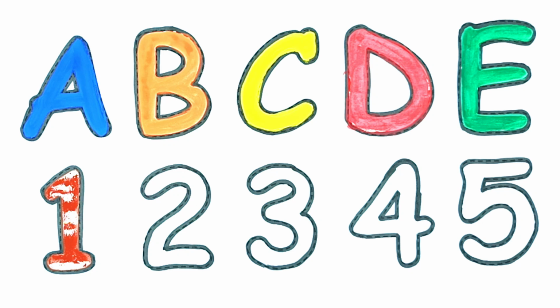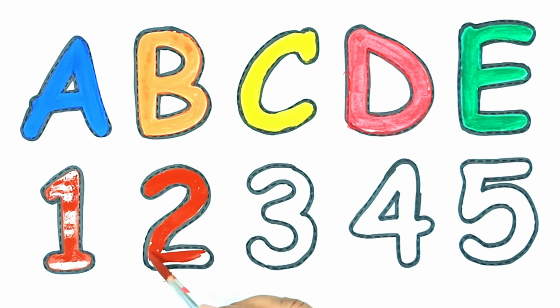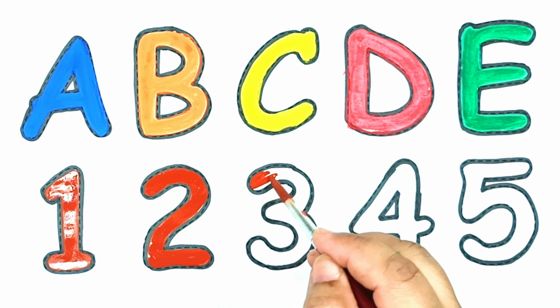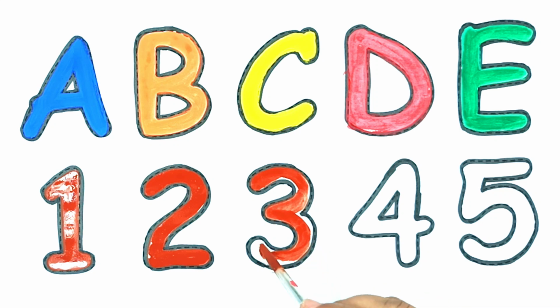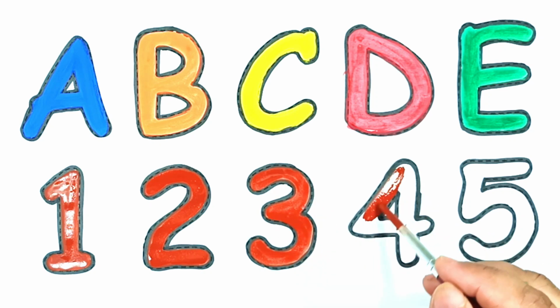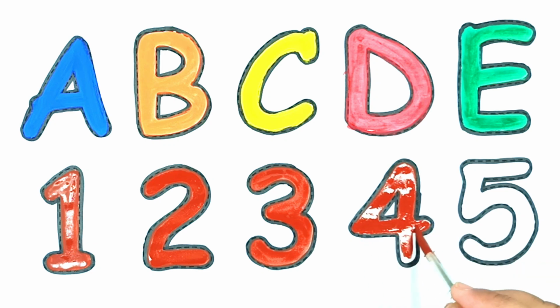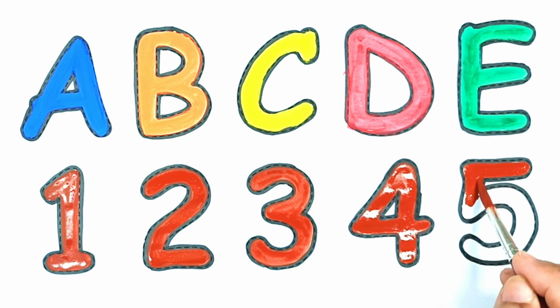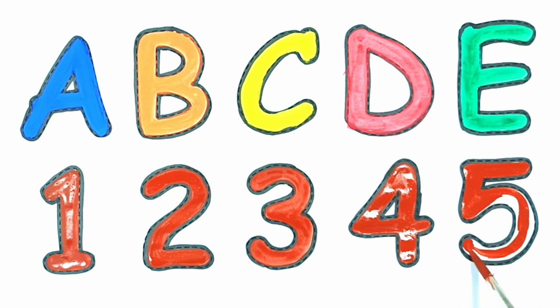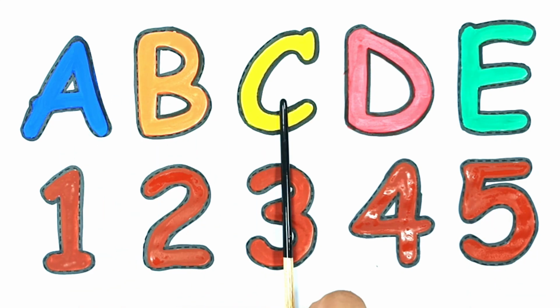One baby arrives. 2 tiny hands hold. 3 sweet kisses given. 4 cozy blankets wrap. 5 flowers bloom. A, B, C, D, E.